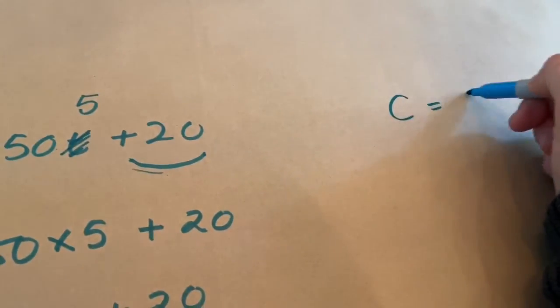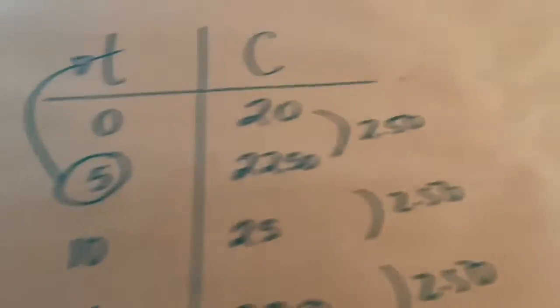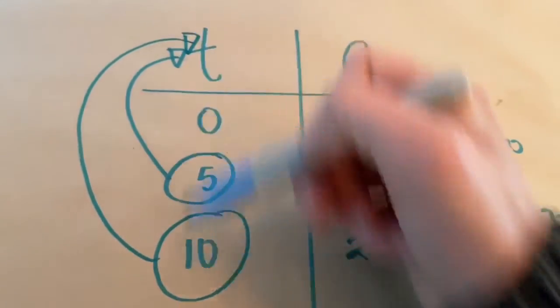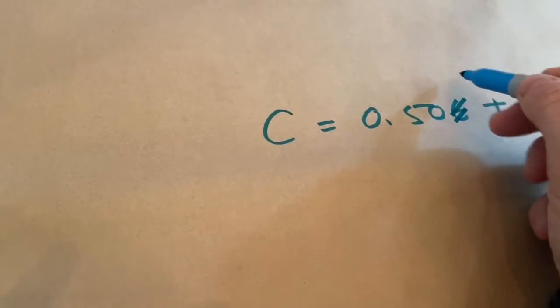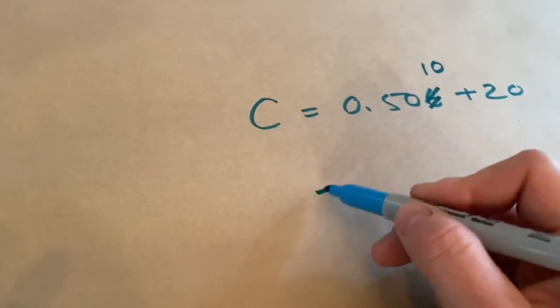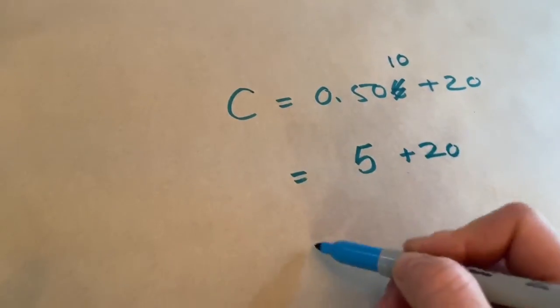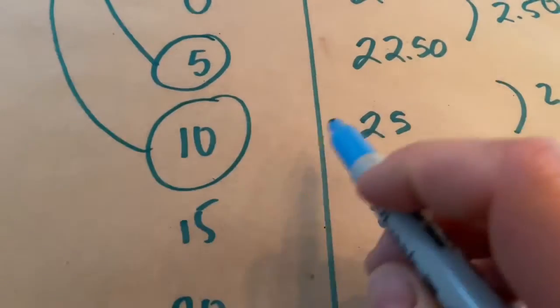So now we're going to write the equation one more time. C is equal to 0.50t plus 20. The next t is going to be equal to 10. So that means in this equation, I'm going to cross off the t and put a 10 here. So 50 cents times 10 gives me $5, plus 20 gives me $25. And that is exactly what I predicted.